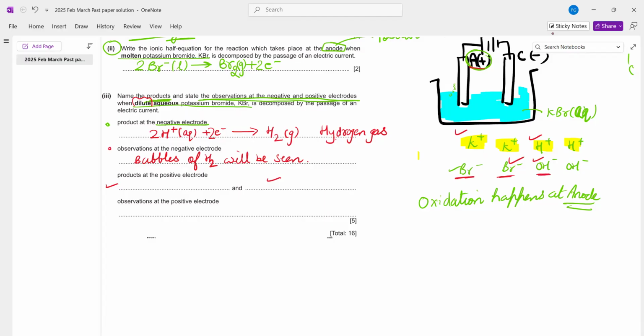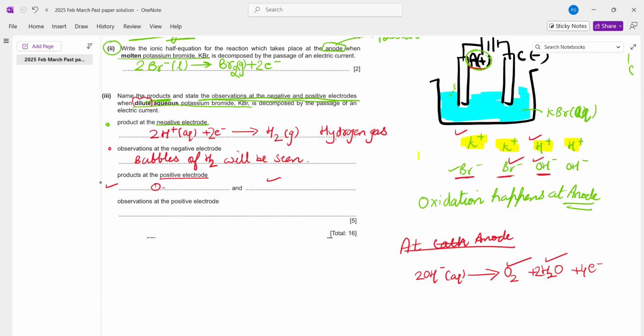Let me tell you the reaction that happens there. At the anode, OH minus gets oxidized. So OH minus aqueous, oxidation means loss of electrons, so it is going to lose electrons and get converted to O2 and H2O. And this reaction is balanced this way. So when they ask us what the products at the positive electrode are, it's O2 and H2O. Oxygen and water will be produced. Observations at the positive electrode are that bubbles of oxygen gas are seen.